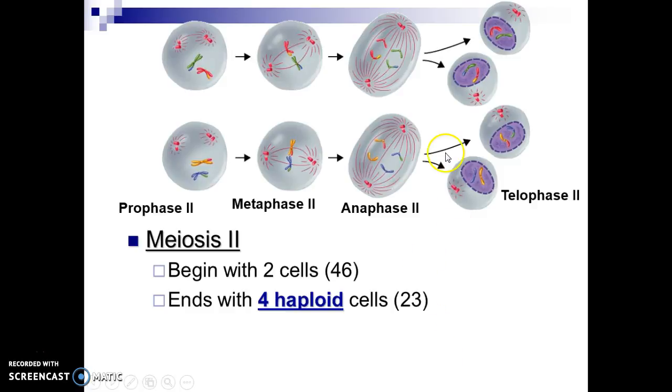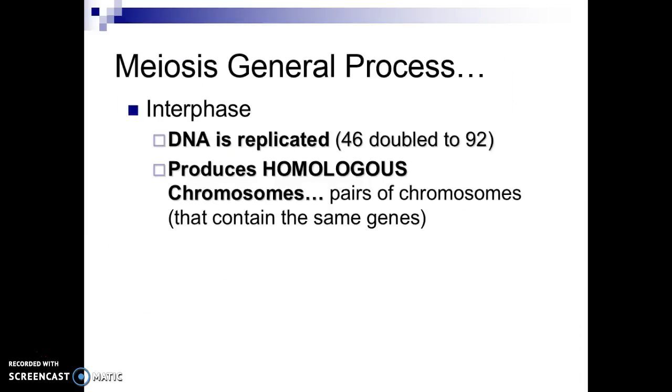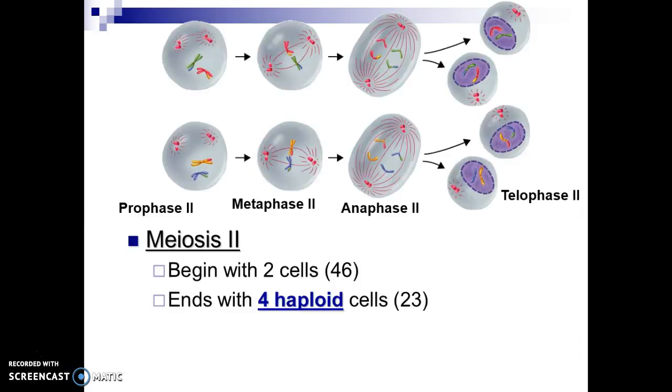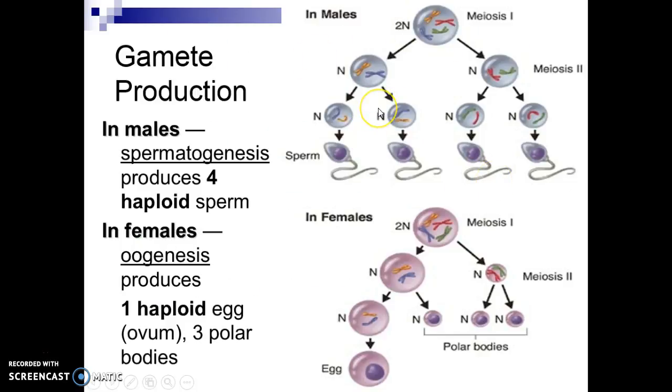Okay, so now you throw little tails on those, you got sperm, and that's basically the end product. We've cut our number from 46 to 23. Okay, so let's real quick zoom in on that gamete production. So once again, 2N, N, and we split it down in half. This is not really shown well.